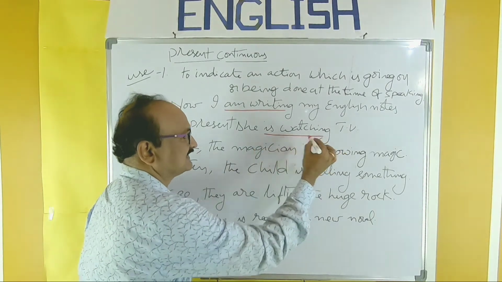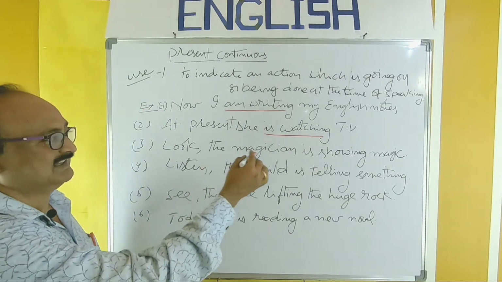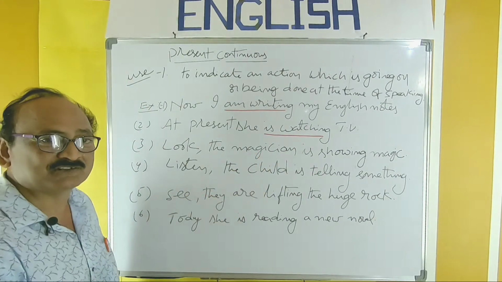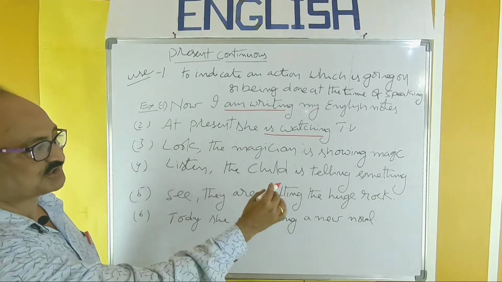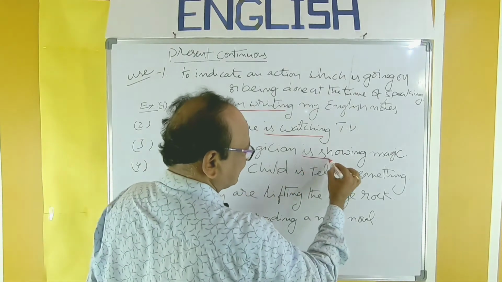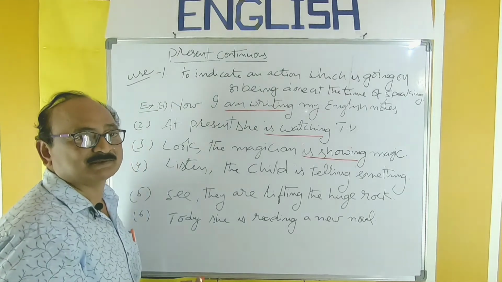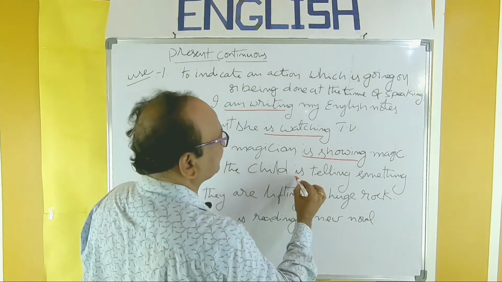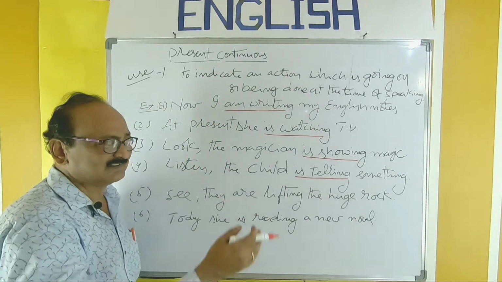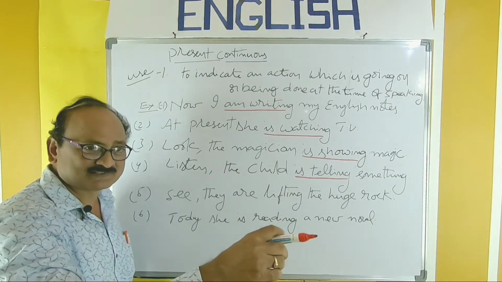So next, at present, she is watching TV. Is watching. She is watching. Observe the usage of be form and verb. She is watching TV. Look, the magician is showing the magic. Is showing the magic. Listen, the child is telling something. Is telling.